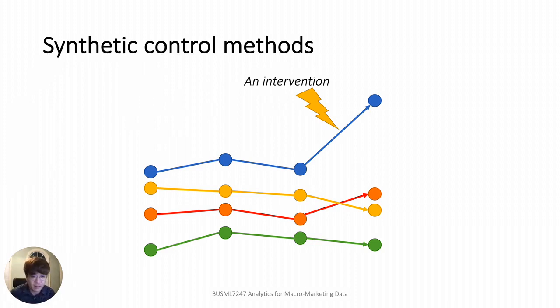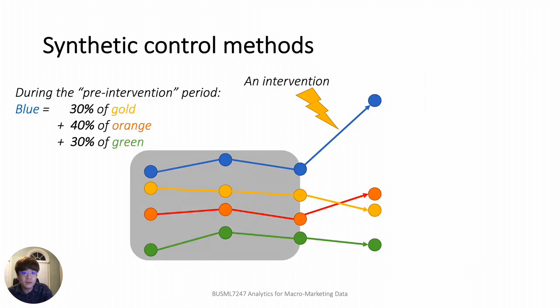The synthetic control method assumes that the treated unit, the blue dot, is a composite of the control units. From the data during the pre-intervention period, the method reveals the composition rates, like the blue dot is a blend of 30% of the gold dot, 40% of the orange dot, and 30% of the green dot.